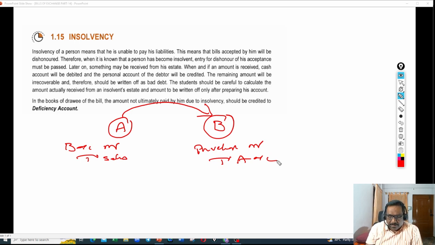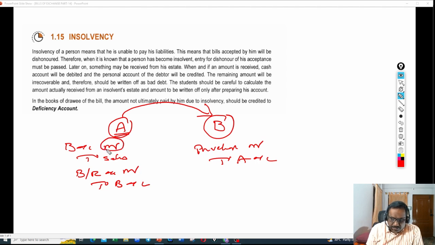Now, what happened? Immediately after selling goods, A draws a bill on B. What will he do? Bills receivable account debit because it is an asset for him, and he will credit B account. Now you see, when he sold goods, he debited B. When he wrote the bill, he credited B. So B account as a debtor will get nullified, but instead of B account, bills receivable will be showing as an asset because that is the amount to be received from B.